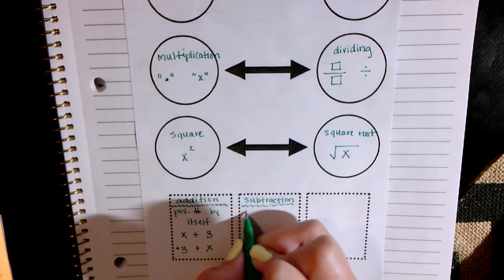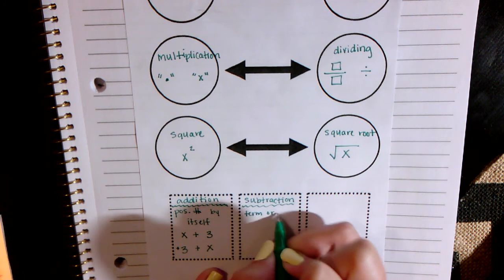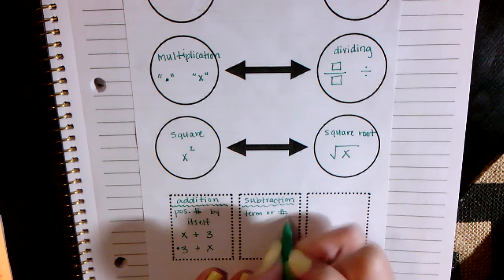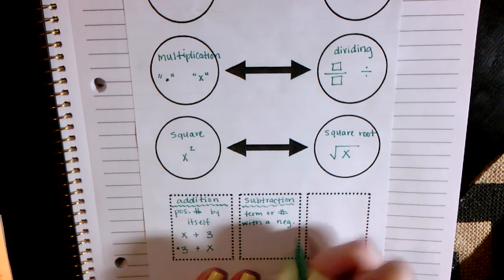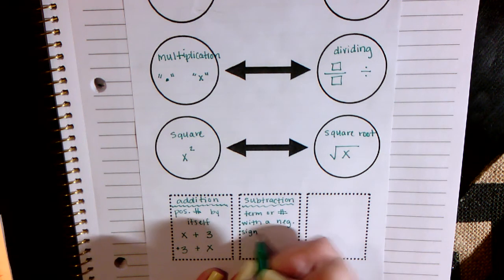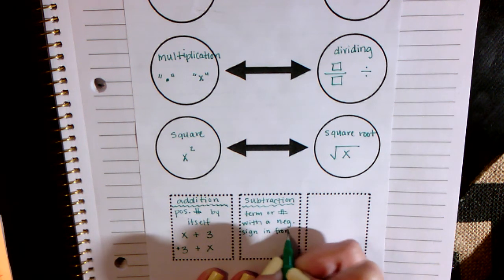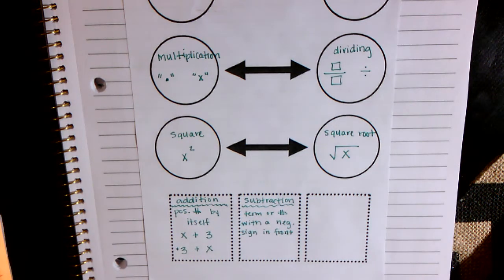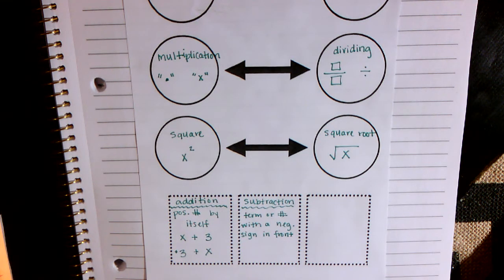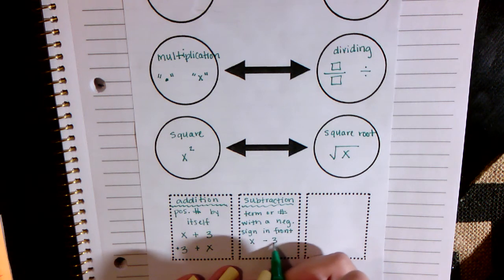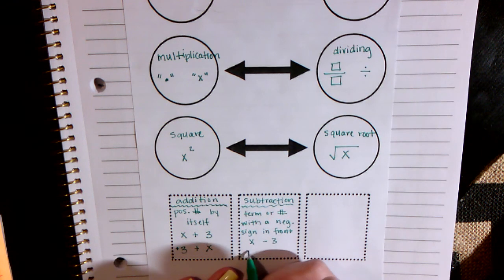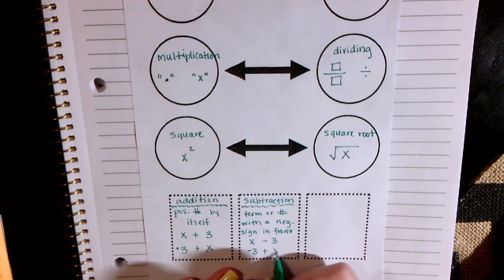It is a term or number with a negative sign in front. So like I just said, anytime a number is negative, you will know that it's negative because you will physically see the negative symbol. So x minus 3 or negative 3 plus x.